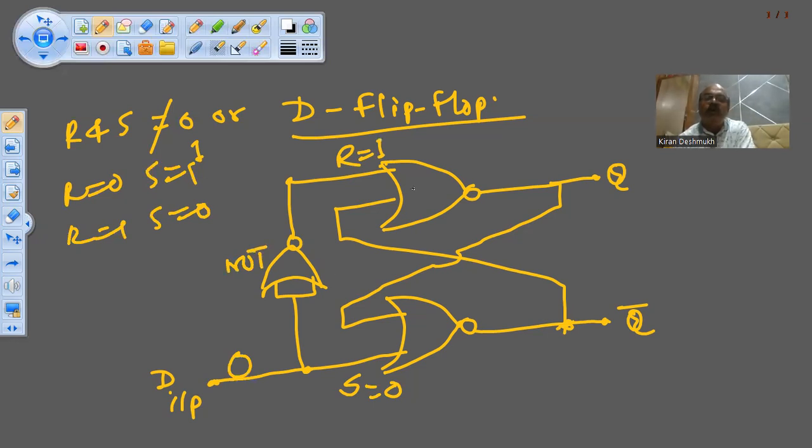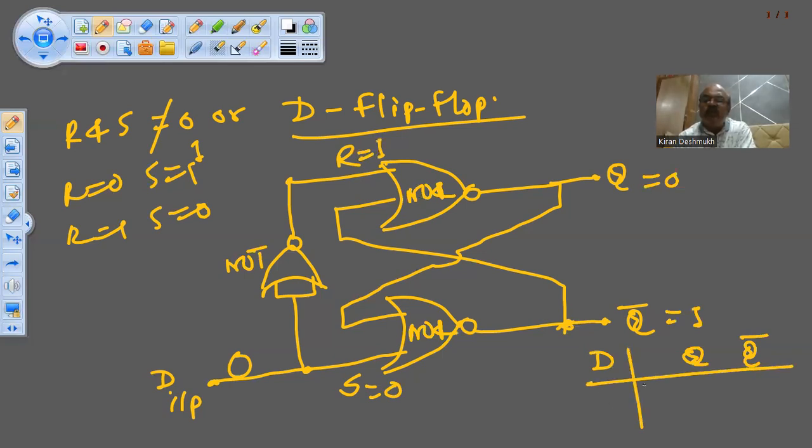Okay, this is a NOT gate using NOR gate. So if S is 0 and R is 1, Q will be 0 and Q bar will be 1. Okay, so if this is the D input, this is Q and this is Q bar.